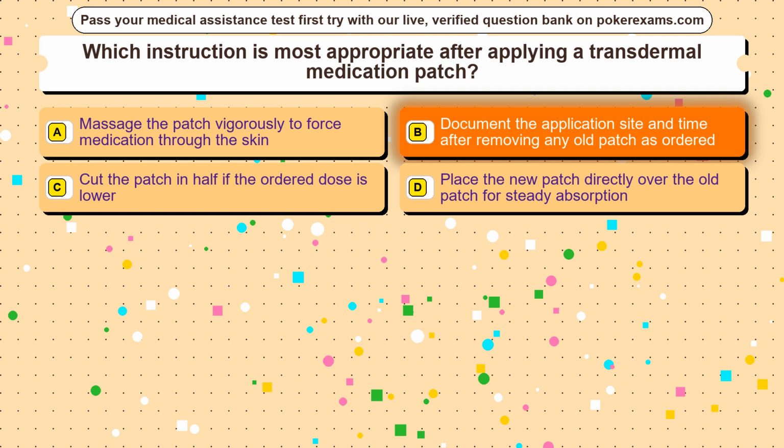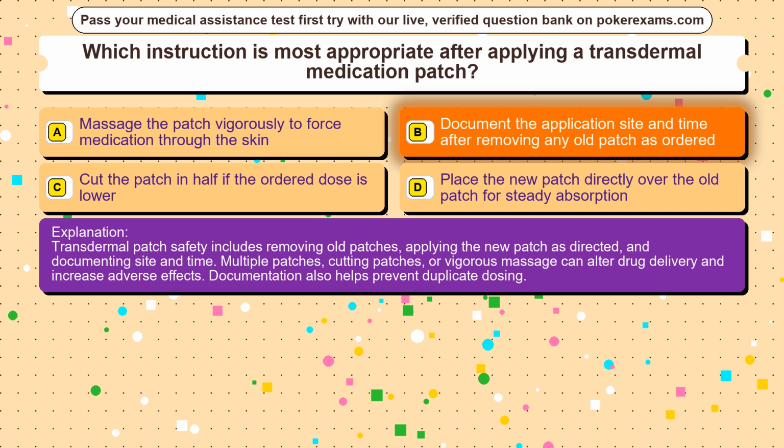Document the application site and time after removing any old patch as ordered. Transdermal patch safety includes removing old patches, applying the new patch as directed, and documenting site and time. Multiple patches, cutting patches, or vigorous massage can alter drug delivery and increase adverse effects. Documentation also helps prevent duplicate dosing.